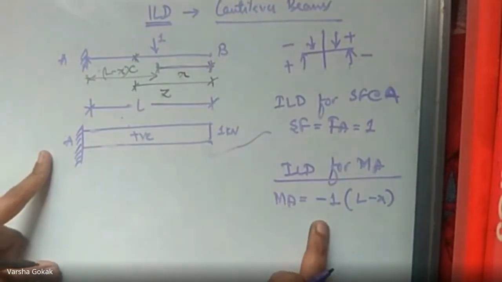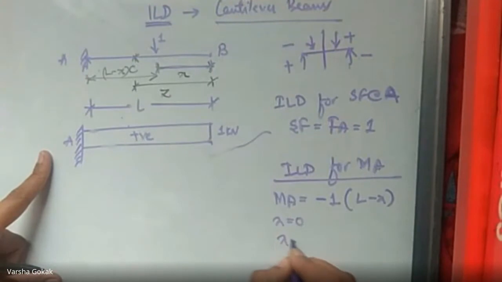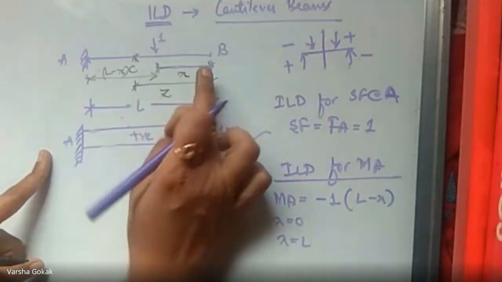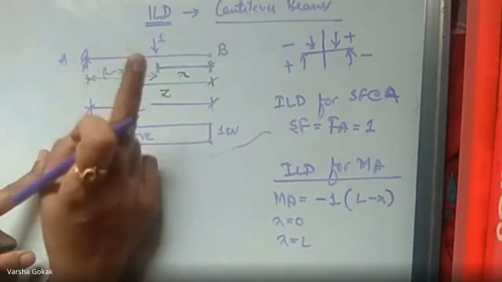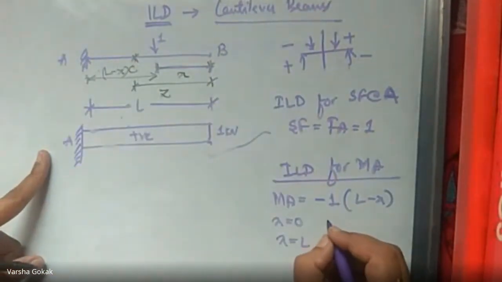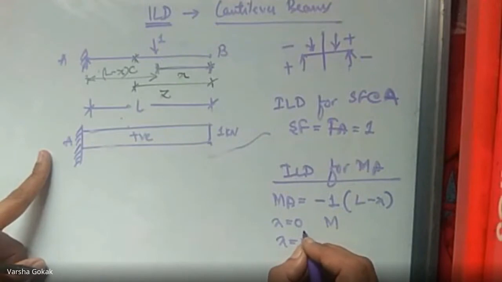For this bending moment, I'll have two conditions: when x is 0 and when x is L. This x will vary, no? x is a variable. So x equal to 0 and x equal to L means I will get two values of bending moment. So bending moment when x is 0 becomes what?